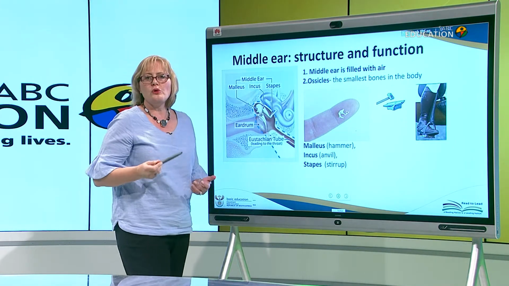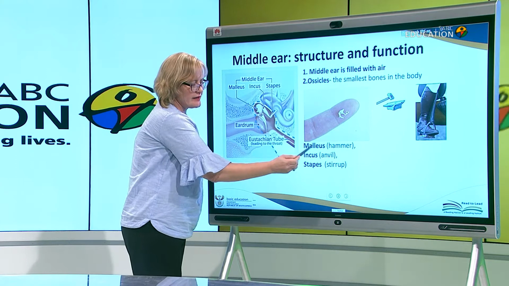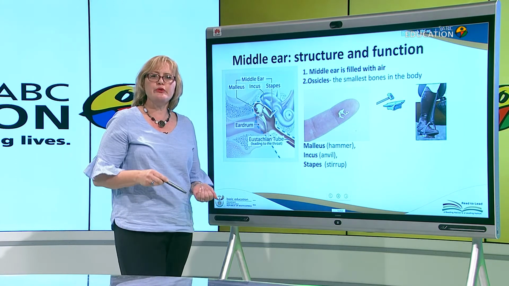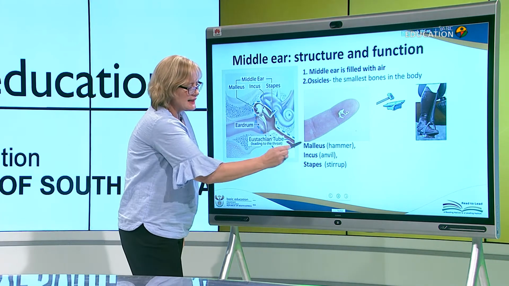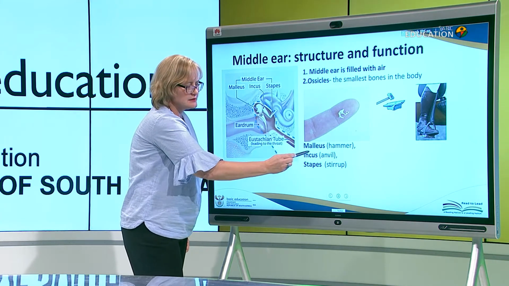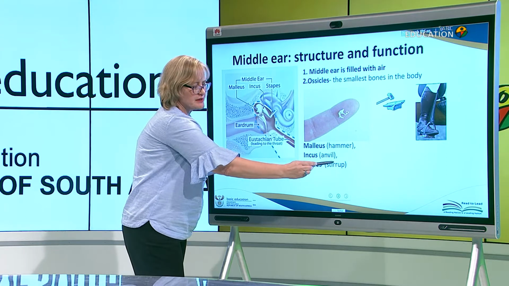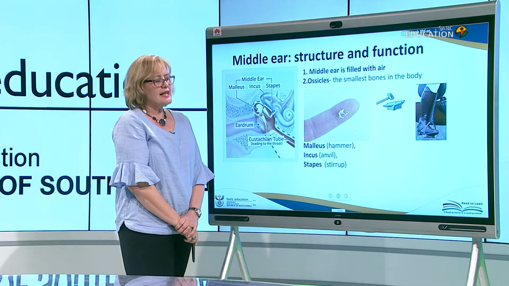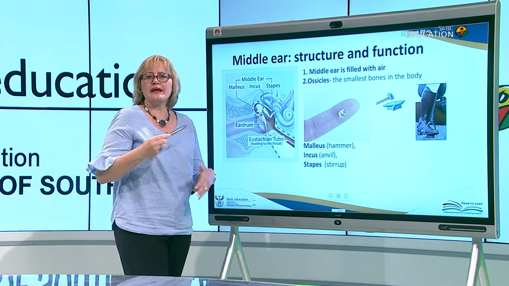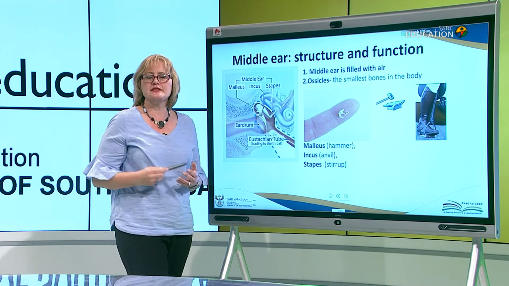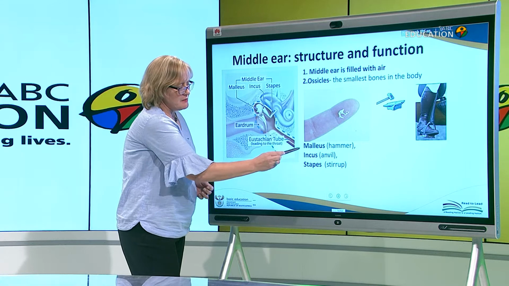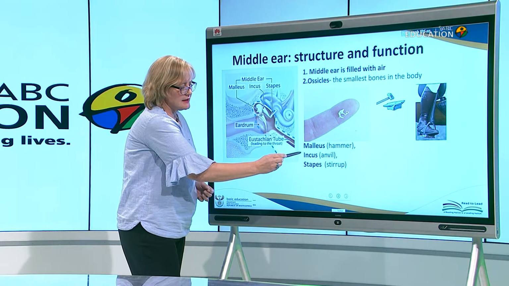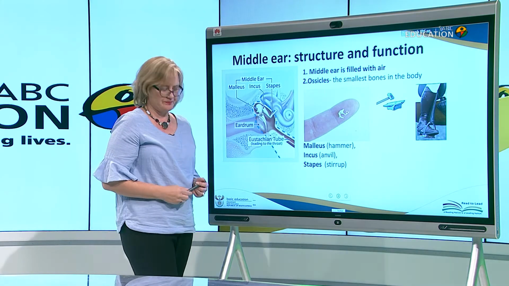So you have your normal everyday names, hammer, anvil, stirrup, right? But we prefer that you use the scientific names. Malleus, which is hammer, incus, which is anvil, and stapes, which is stirrup, right? And if you want a way to remember in which order these bones are sequenced, you can always use MIS, M-I-S, malleus, incus, stapes, right?